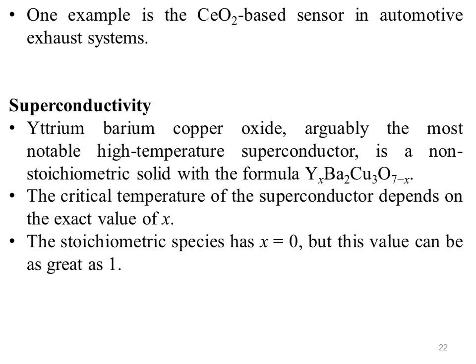Next is superconductivity. Many superconductors are non-stoichiometric, for example, yttrium barium copper oxide. The most notable high temperature superconductor is a non-stoichiometric solid with the formula YBa2Cu3O7-x. The critical temperature of the superconductor depends on the exact value of x. The stoichiometric species has x equal to 0, but this value can be as great as 1.